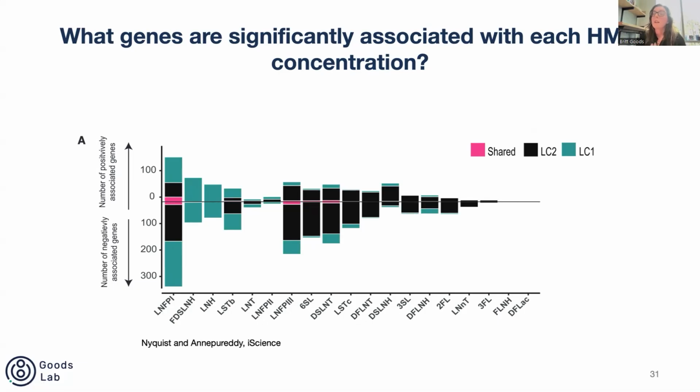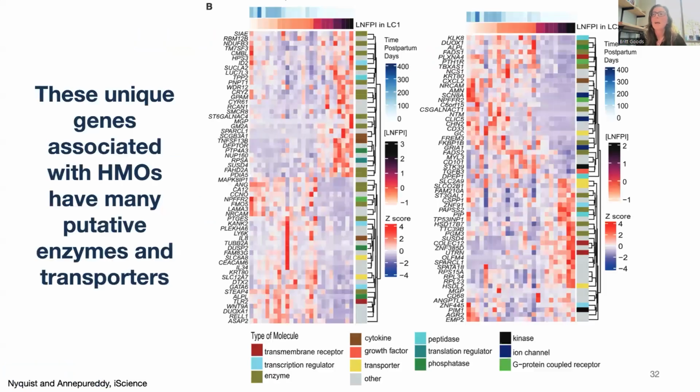And so the next question we could ask is, well, we have all these genes. What are they doing? Are they working in concert together? Are they enriched for enzymes? Are they enriched for transporters? Because this can help us to understand what's happening in the system a little bit more. And so that's what we did.